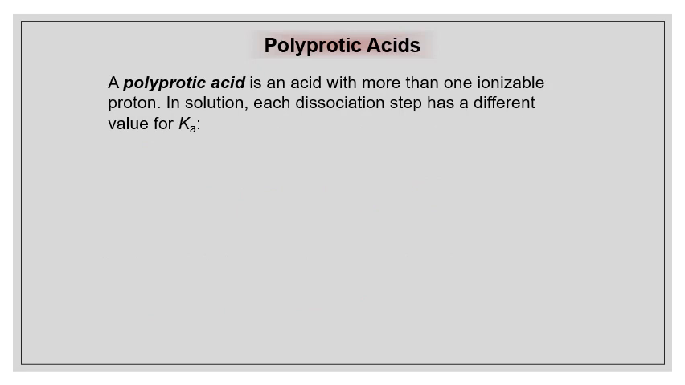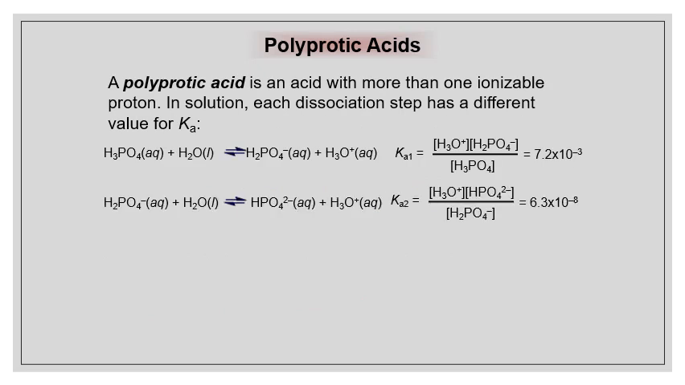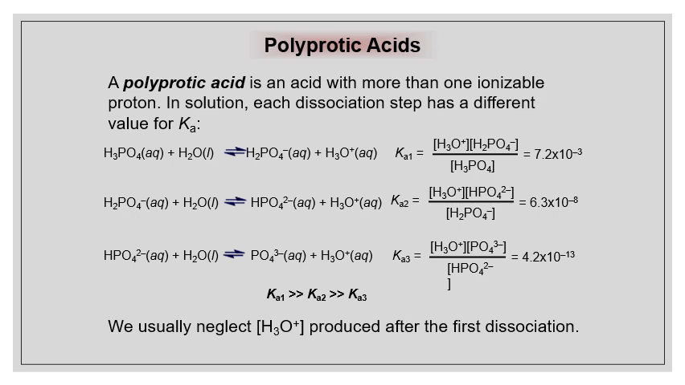Next, we will look at polyprotic acids. A polyprotic acid is an acid with more than one ionizable proton. In solution, each dissociation step will have a different value for Ka. Please remember that only sulfuric acid is a polyprotic acid that is a strong acid. The first step would be completely dissociating. The second step, depending on the initial concentration, may completely dissociate or it may only partially dissociate. We'll come back and look at that in just a little bit.